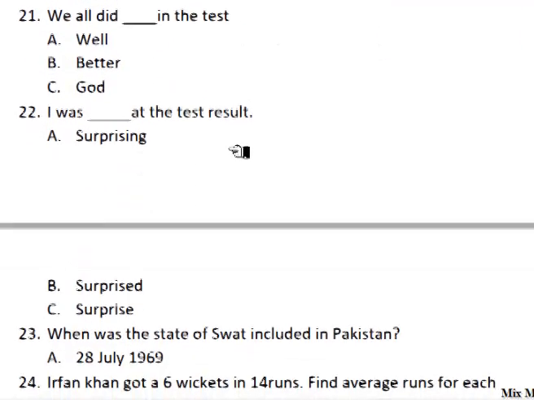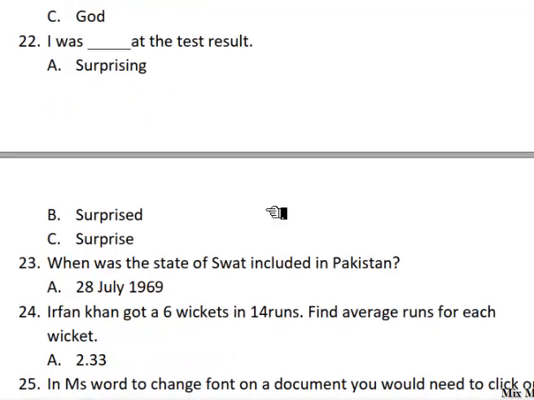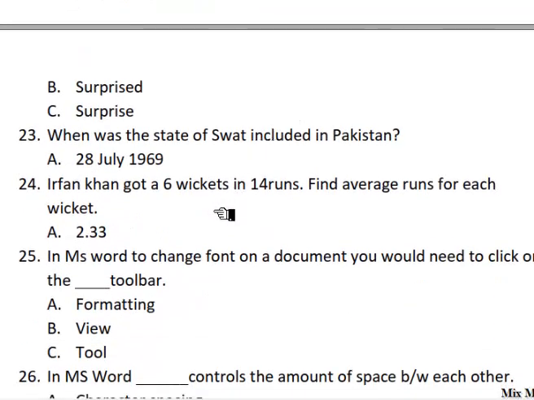Question 22. I was dash at the test result. The correct option here is surprised. Question 23. When was the state of Swat included in Pakistan? 28 July 1969. Question 24. Irfan Khan got 6 wickets for 14 runs. Find the average runs for each wicket, 2.33.